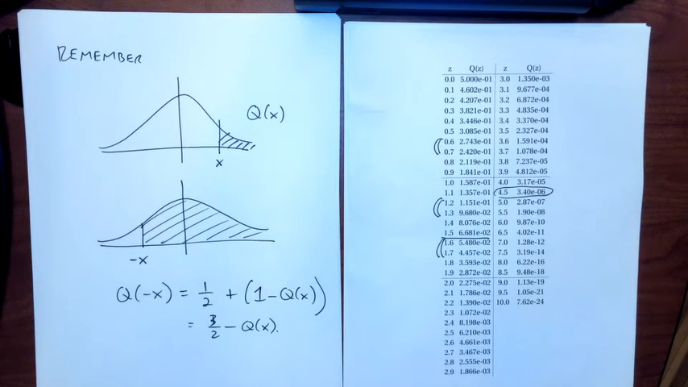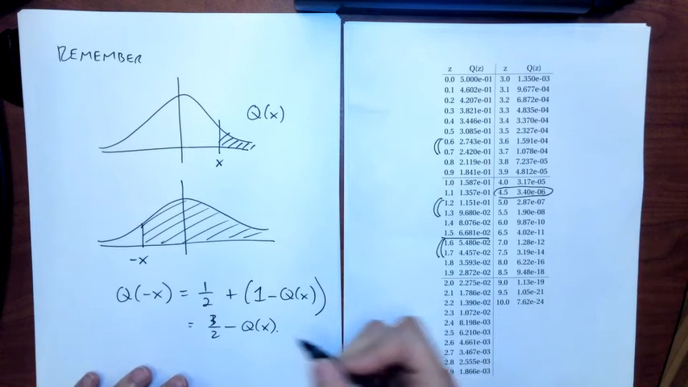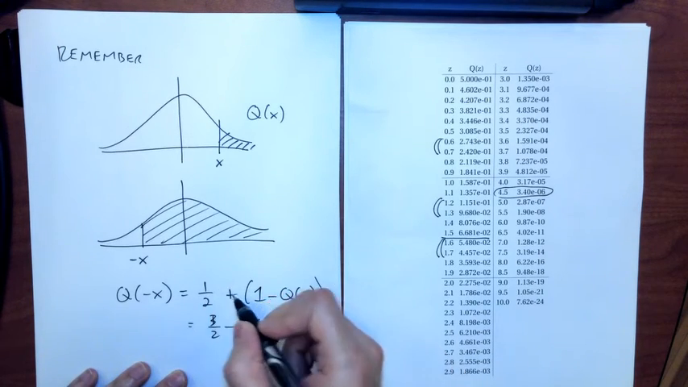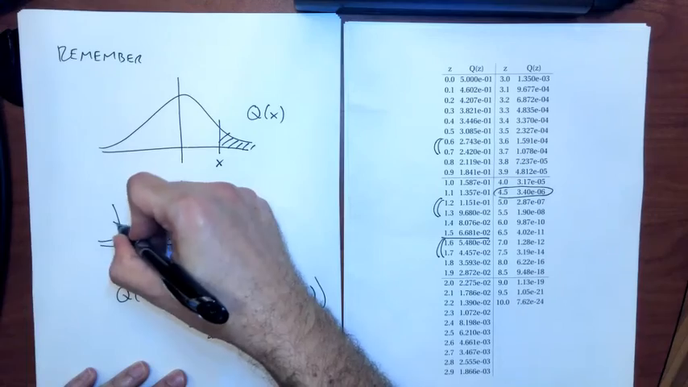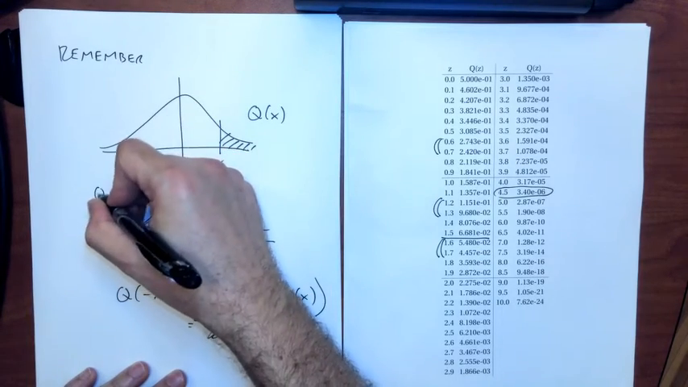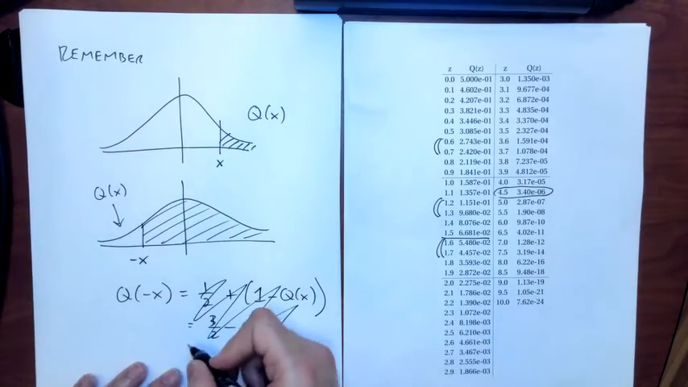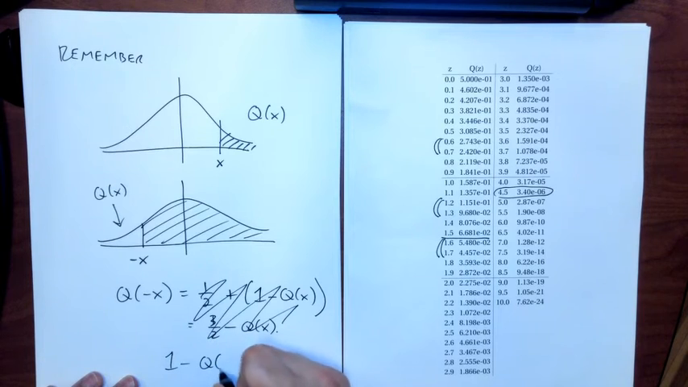So like I said, you just want to make sure that you're talking about, no, this isn't right. Hold on a second. So this area here is Q of x. So it should be 1 minus Q of x, right?